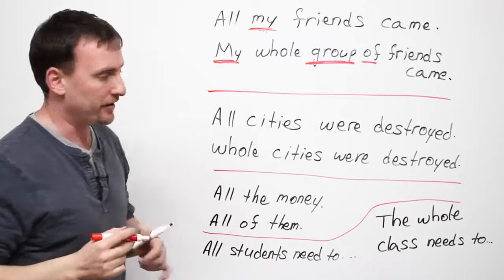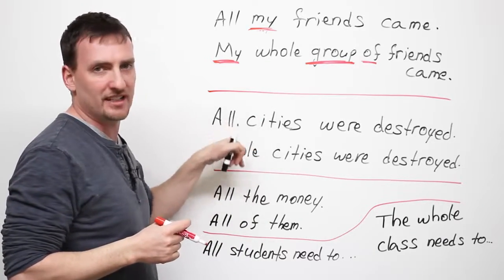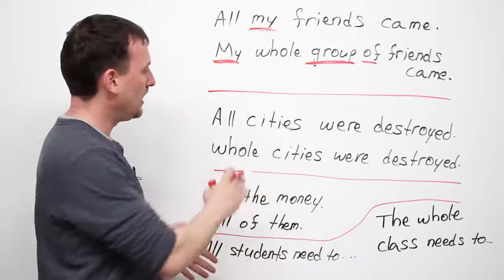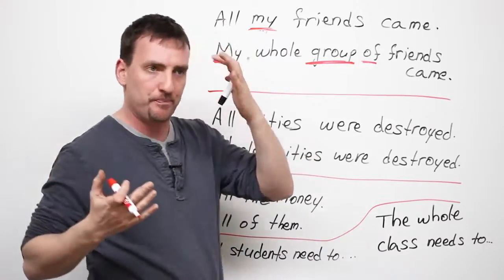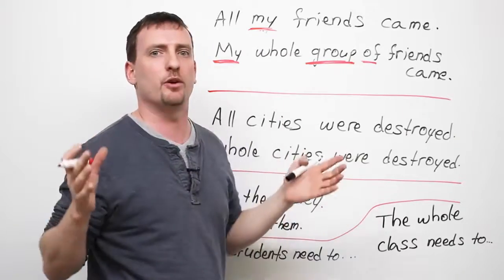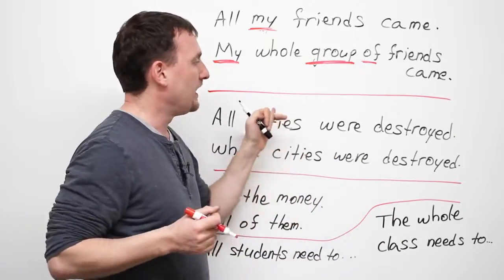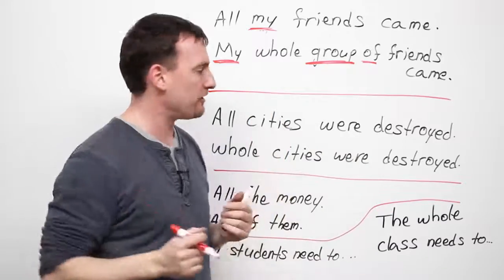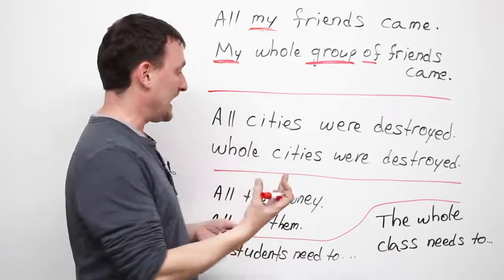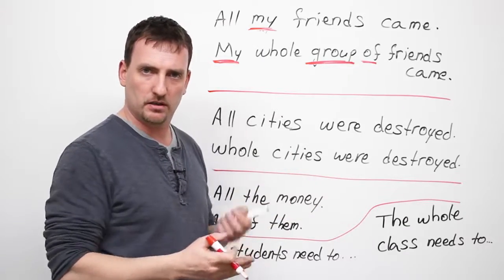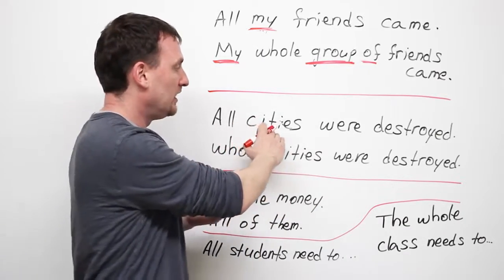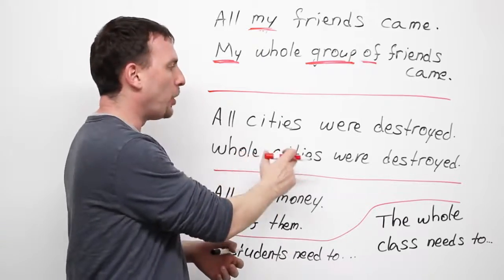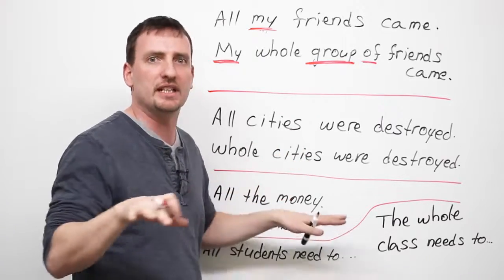That's one. Let's look at another thing. Sometimes you can interchange the two words. The sentence looks exactly the same, but the meaning is very different, okay? All cities were destroyed. So let's say, for example, there was an earthquake or a volcano eruption in Hawaii, okay? In Hawaii, there are many cities. Volcano erupted, lava flowed, earth shook, etc. All cities were destroyed. But if I say whole cities were destroyed, the meaning is very different. Here, all cities were destroyed means no more cities. Every city destroyed. But if I say whole cities, it means some cities were completely destroyed.